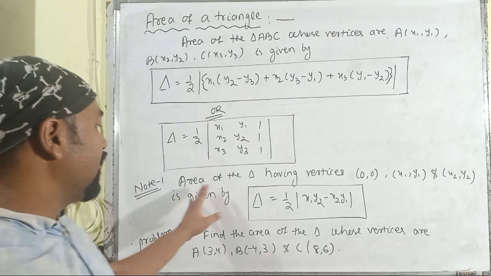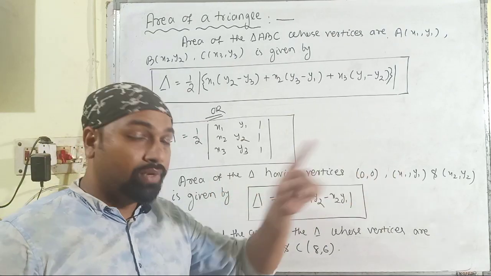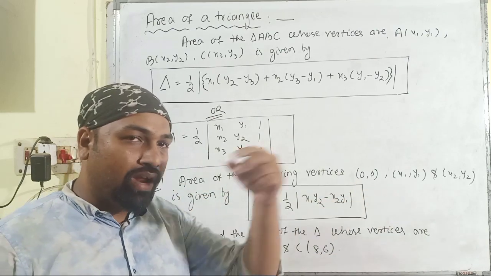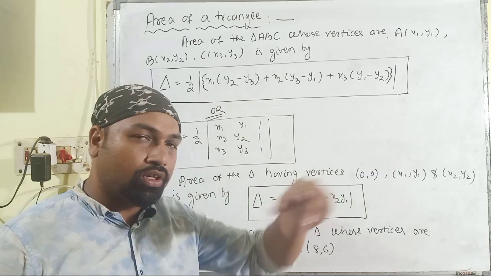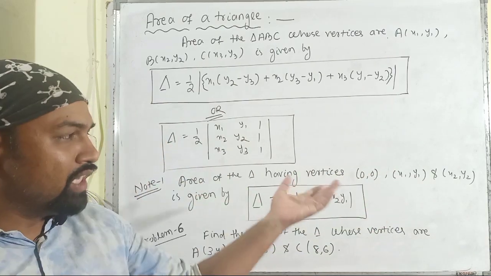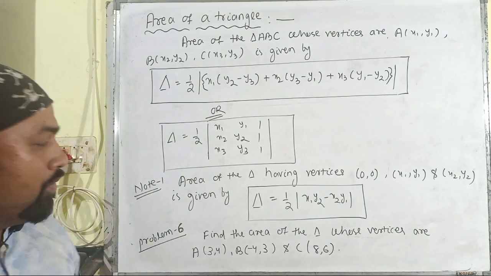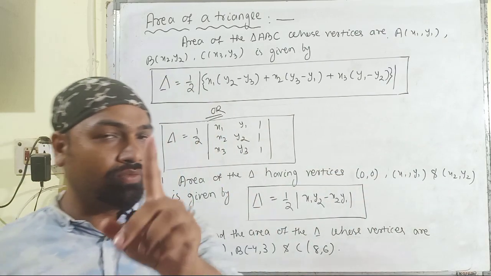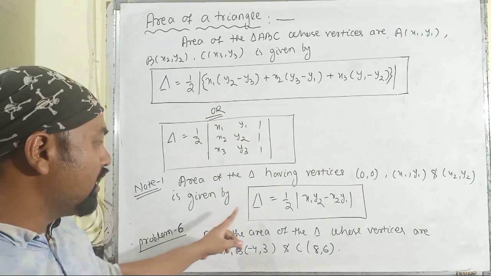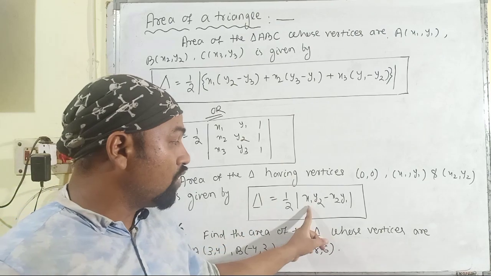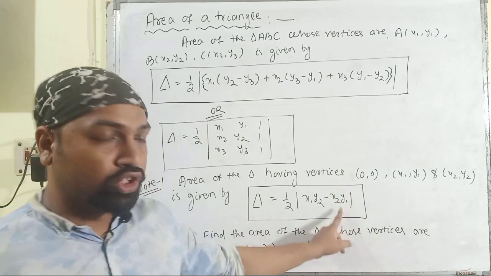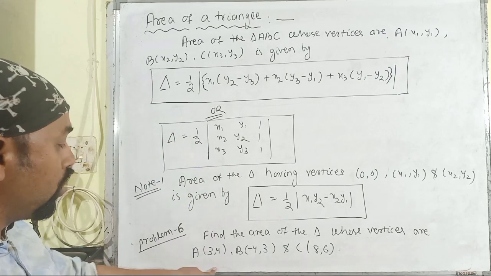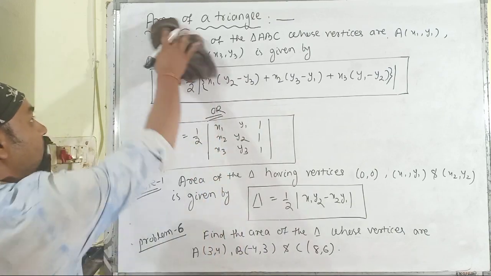Another note: consider the area of a triangle having vertices (0, 0), that means one of the vertices is the origin, and the other two are (x1, y1) and (x2, y2), any other two points on the two dimensional plane. Whenever one of the three vertices is the origin itself, then the area is equal to half of the modulus of (x1 y2 minus x2 y1). This is the modulus symbol here. So by using this formula, we have to solve problem number 6.